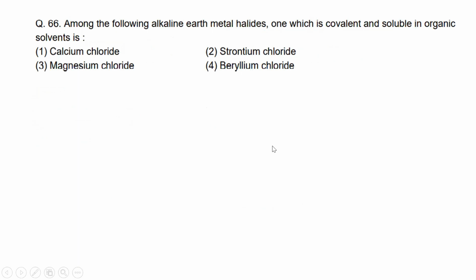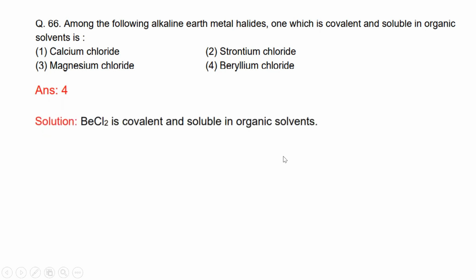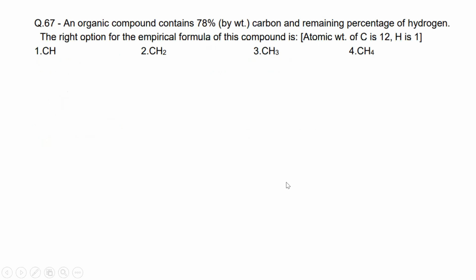And question number 66. Among the following alkaline earth metal halides, the one which is covalent and soluble in organic solvents is? Calcium chloride is ionic, so it won't dissolve in organic solvents. Strontium chloride is ionic, and magnesium chloride is also ionic. So beryllium chloride is covalent and it can dissolve in organic solvents as well. So option 4 will be our correct answer. So 66, option 4.